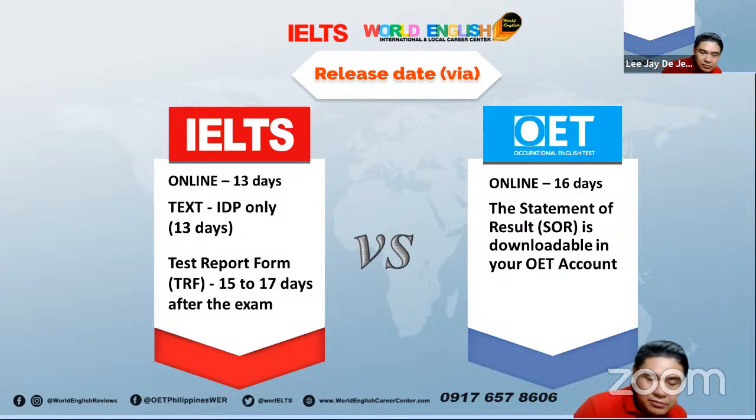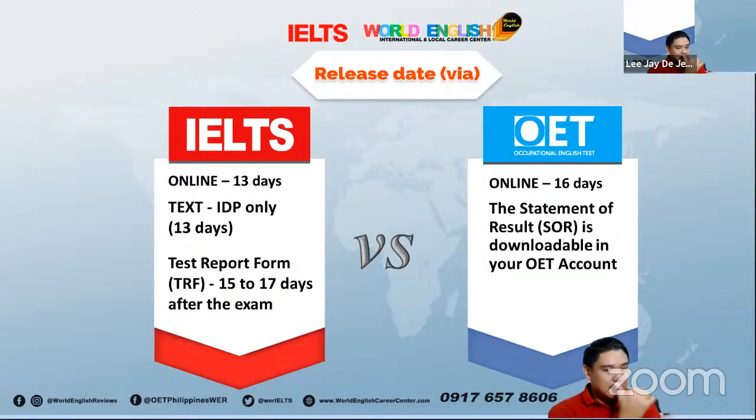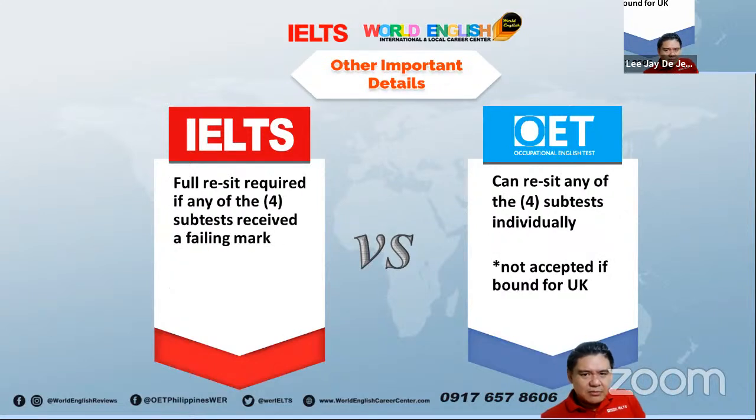For OET, they will send you an email. They'll email you your results after 16 days. Okay, and then the statement of result, you can download in your OET account and you can print it. Okay, so there's the difference. Practically the same. There's only a few days difference. Other important details. Okay. We're gonna answer this right away because this is a very common question that we get.